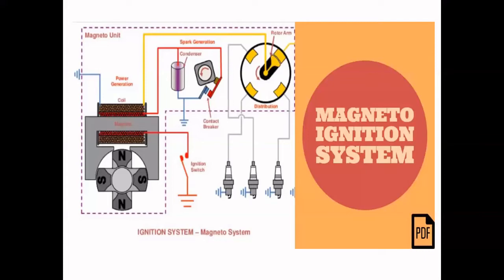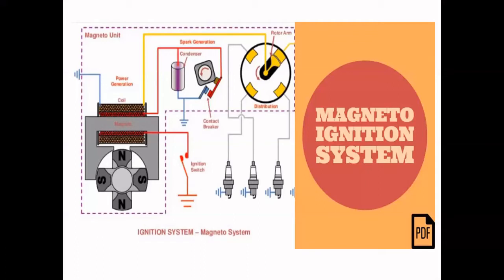Okay, and this distributor is connected to different spark plugs. You can see the spark plugs. This is the simple line diagram of the magneto-ignition system.